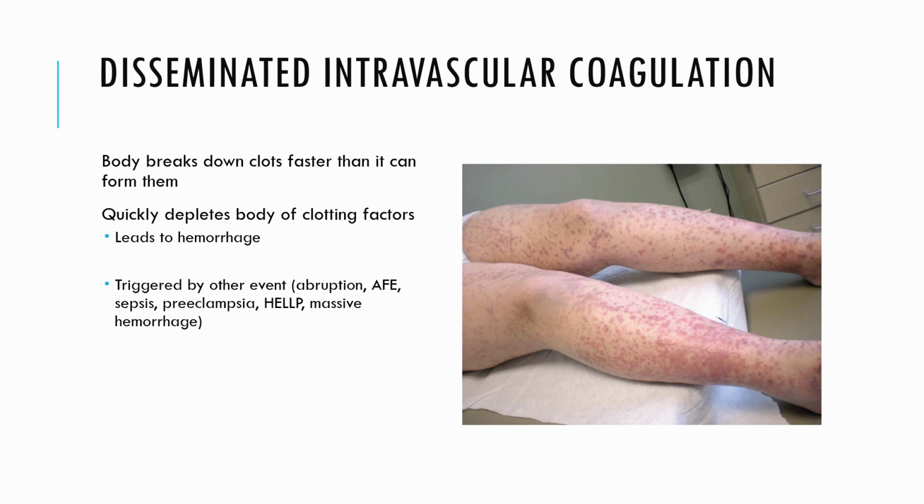DIC has to be triggered by something else. So it's not just like, oh, hey, I am in DIC. You go into DIC because of something else that happened. So either mom had a placental abruption, lost all that blood, we've used up the clotting factors to try to stop that abruption, and now we don't have any clotting factors left. Okay. Same with maybe she had an amniotic fluid embolism. Maybe she's septic or preeclamptic or HELLP. Or any other type of massive hemorrhage can throw her into DIC.